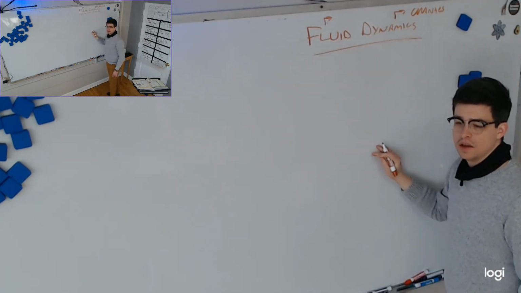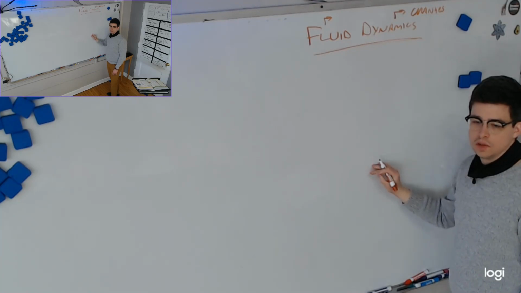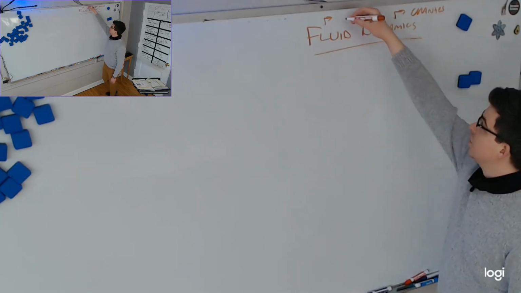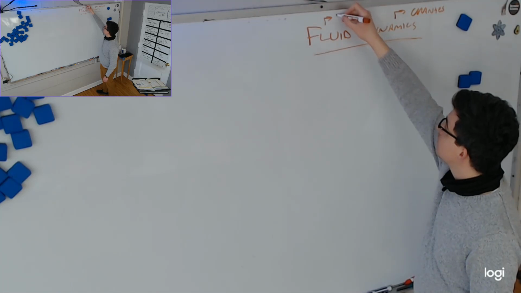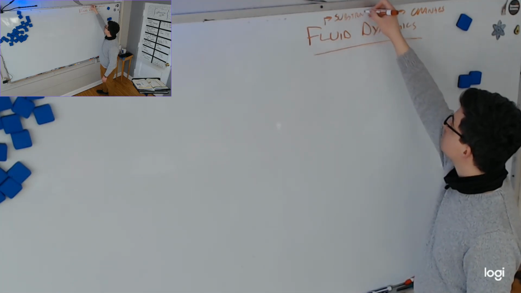Dynamic means that it has the ability to change, and then fluid refers to what? This is related to the Latin word fluctus, which means to flow, and this is just any substance that flows. So a fluid does not have to be a liquid.